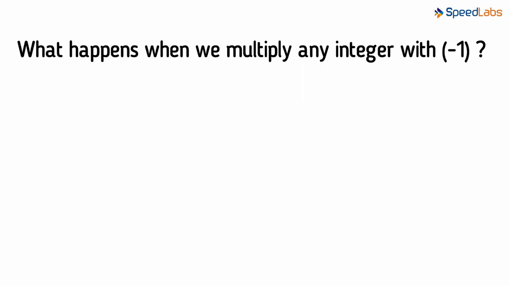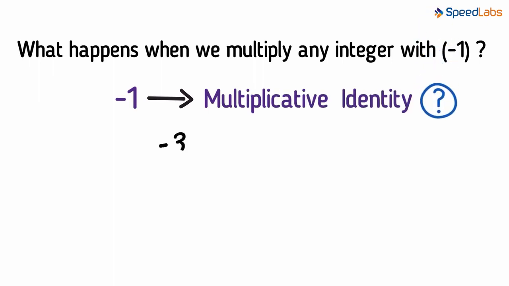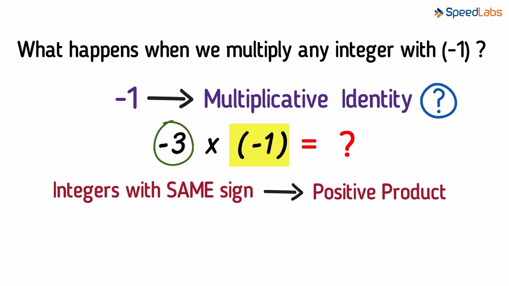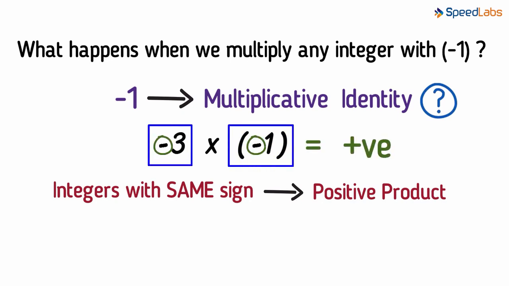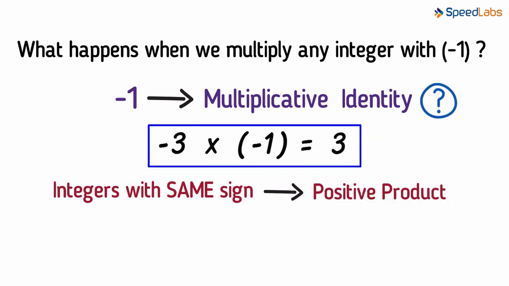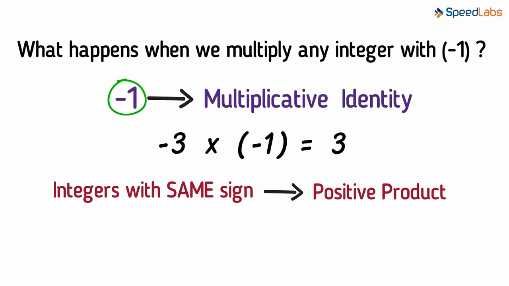Now consider this question. Do you think -1 is also a multiplicative identity? Let's take an example. To multiply this integer with -1, let's recall the following point from our earlier discussion based on multiplication of integers. As given in this example, both the integers have the same sign. Hence, their product will be positive. So, the answer is 3. It clearly indicates that on multiplying an integer with -1, we do not get the same number. Therefore, -1 is not the multiplicative identity of integers.